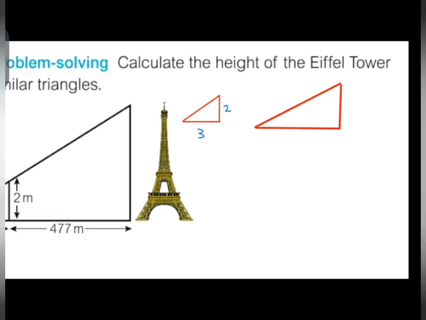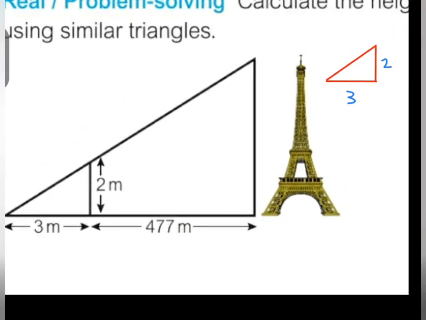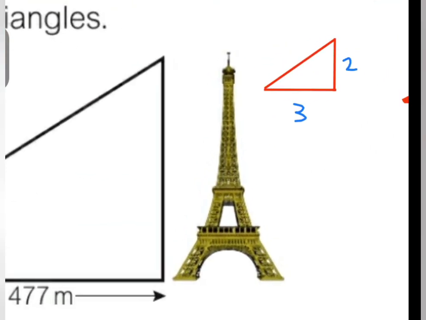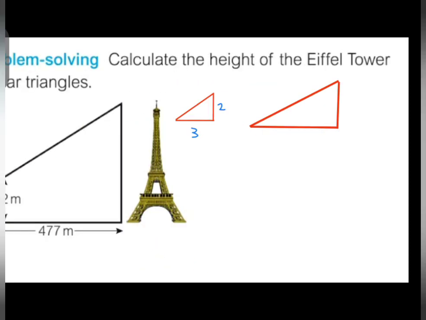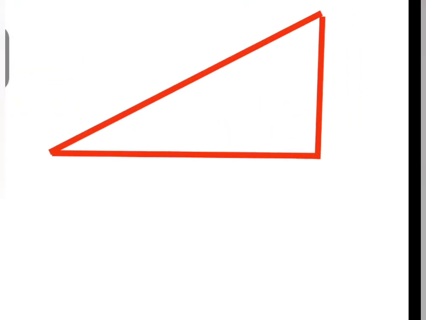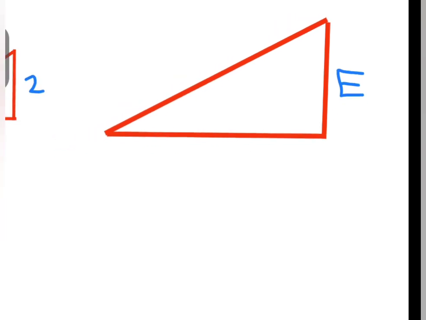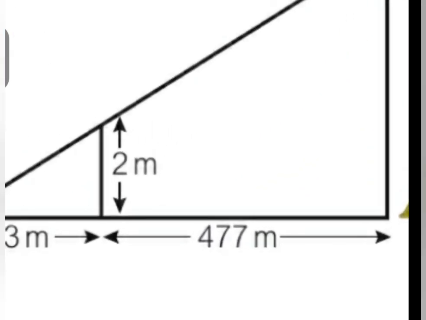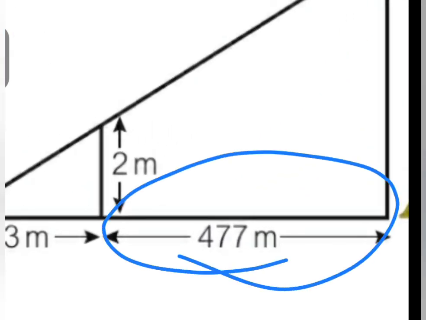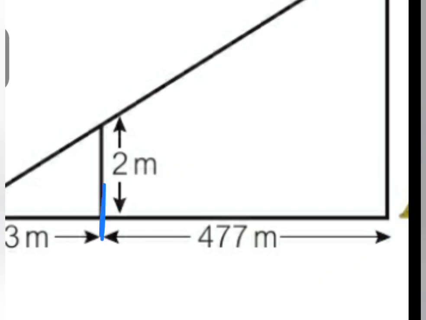Okay, now, let's take a look at the lengths. Here, this is the Eiffel Tower, so we don't know what it is. So we're going to write E for Eiffel Tower here. We're going to write E here. So we're going to work this length out. And the other one, we have 477 from here till here.